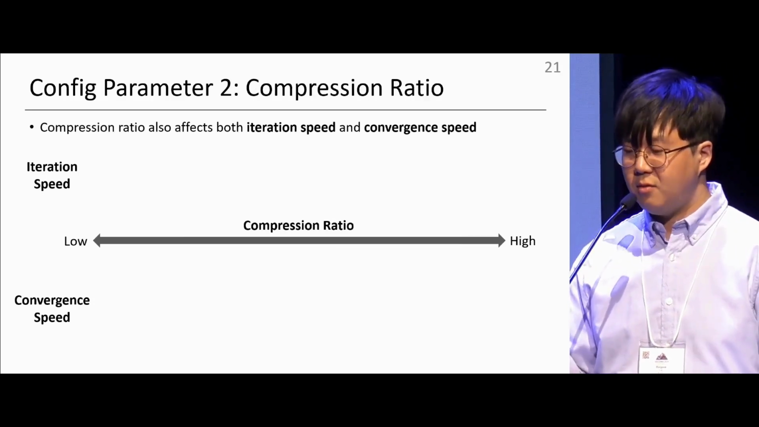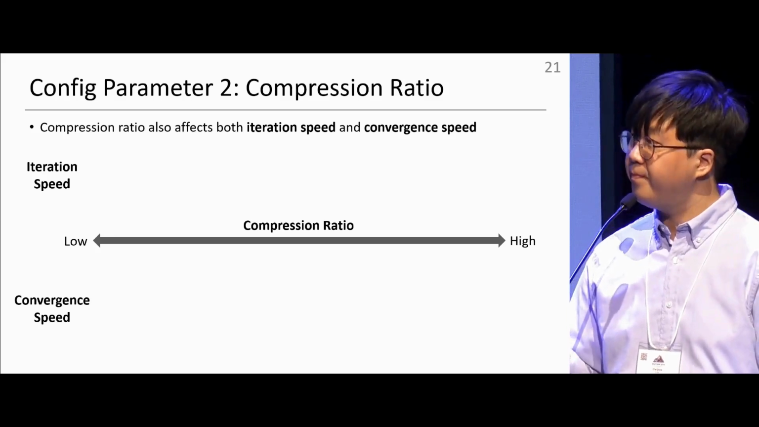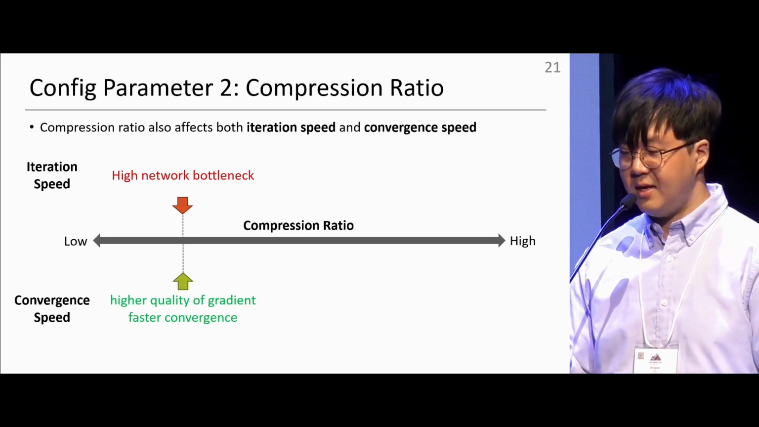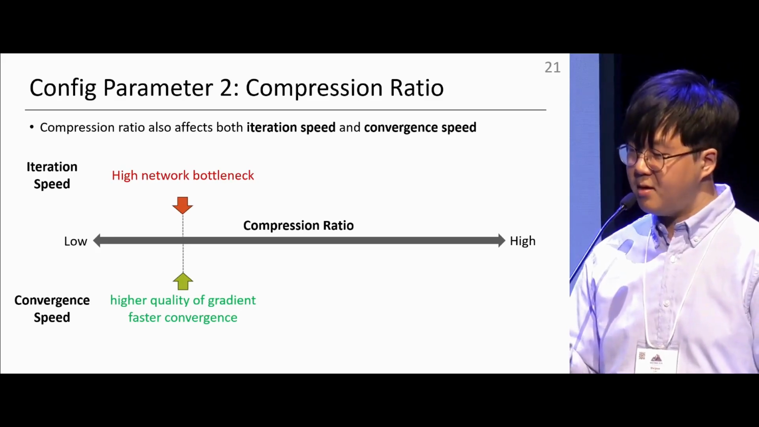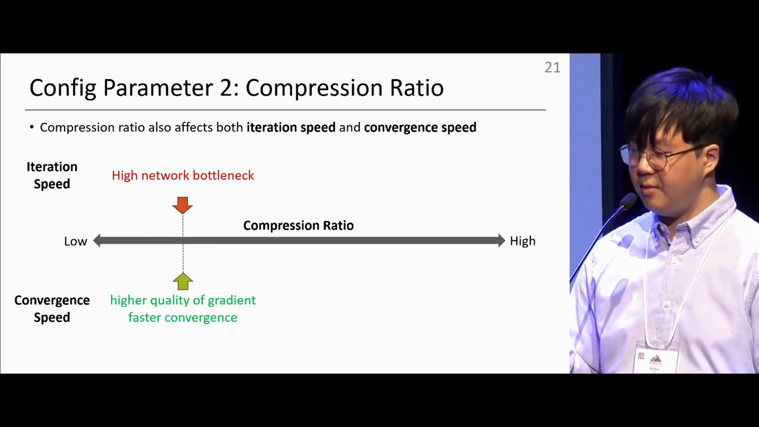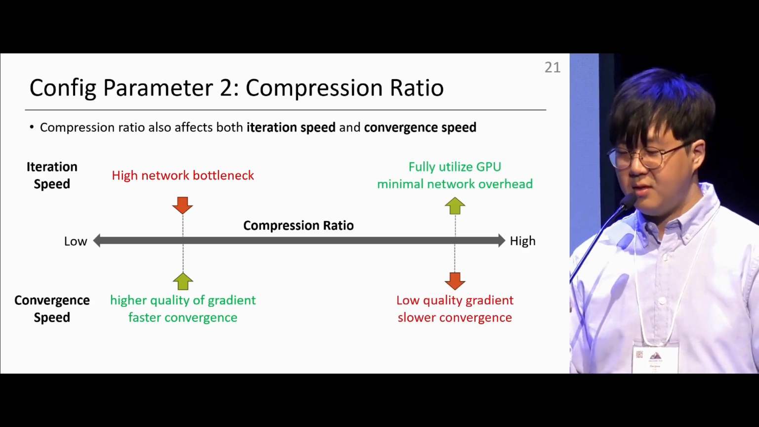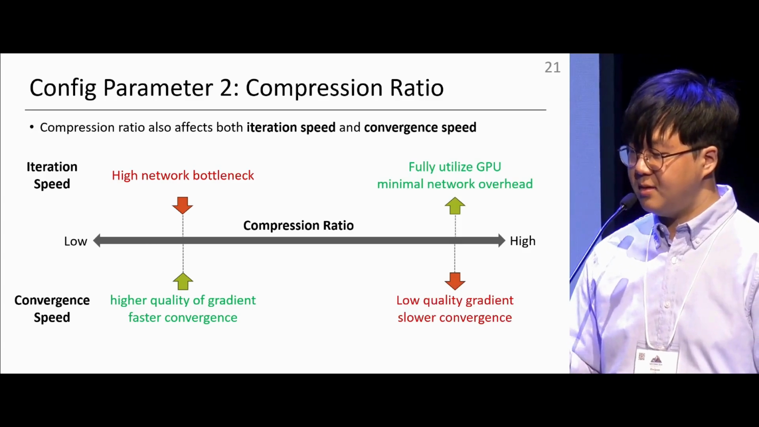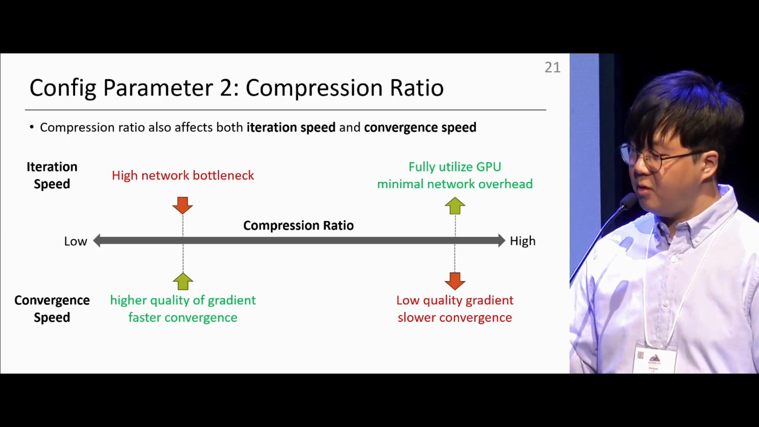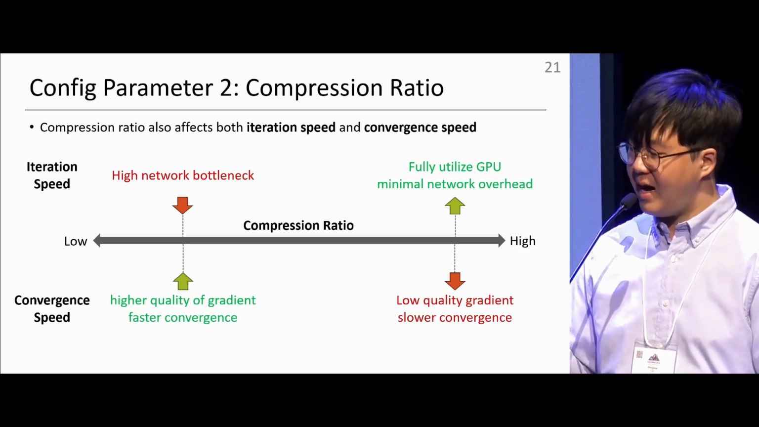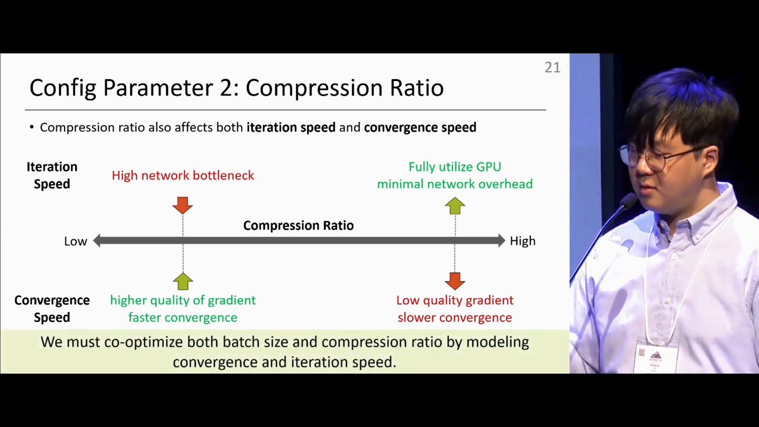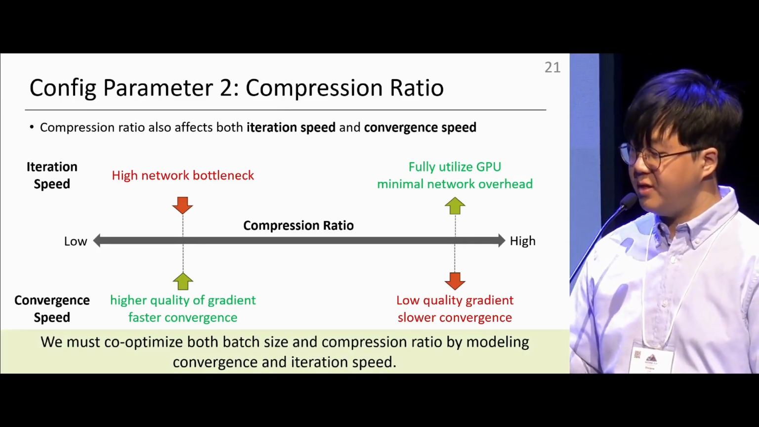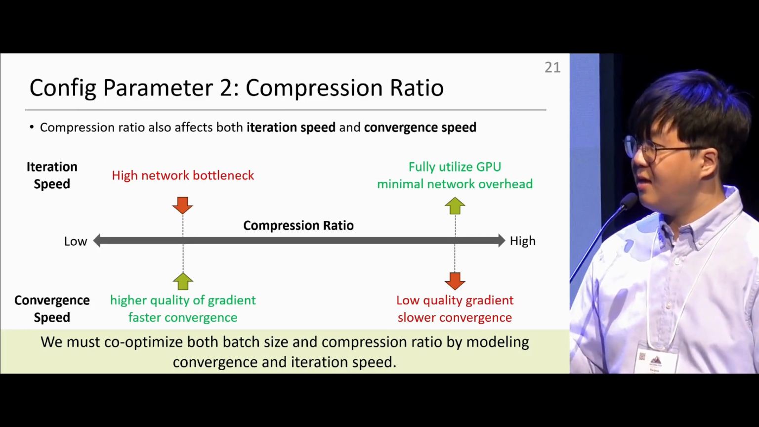As with the batch size, there are also similar trade-offs for the compression ratio. When the compression ratio is small, we suffer from slow iteration speed due to high network bottleneck. However, we have better convergence speed coming from higher quality of gradients. In contrast, when the compression ratio is high, we benefit from faster iteration speed as we minimize the network overhead. But we suffer from low convergence speed due to low quality of highly sparsified gradients. So to optimize TTA, we must co-optimize both the batch size and the compression ratio by modeling convergence speed and iteration speed.